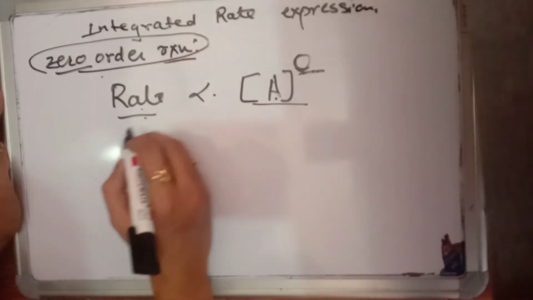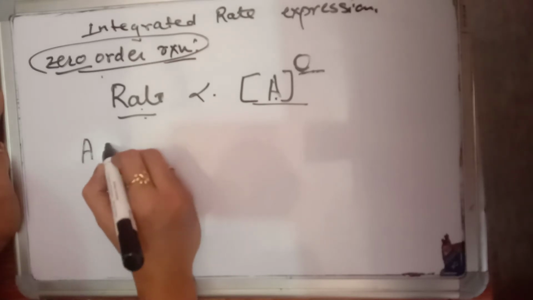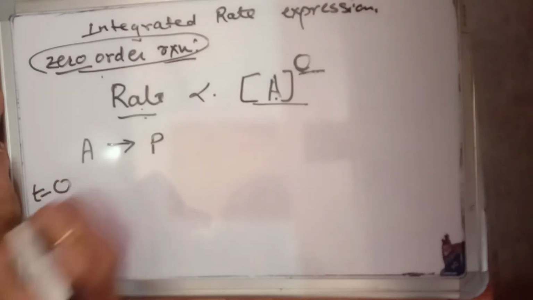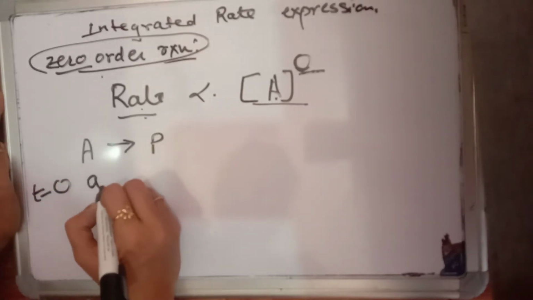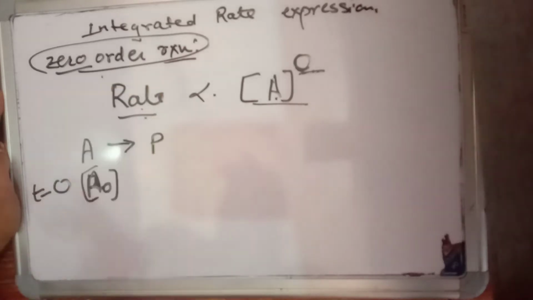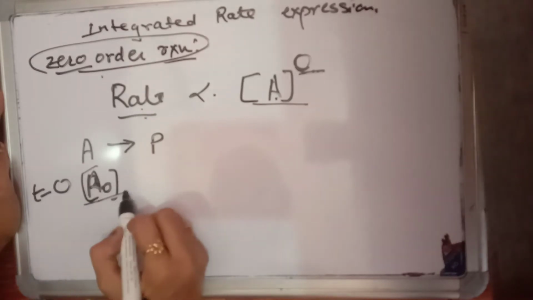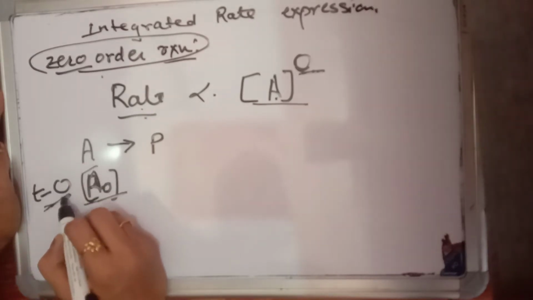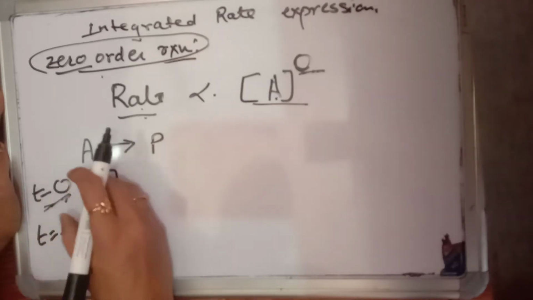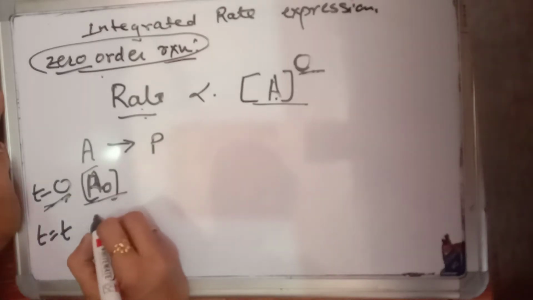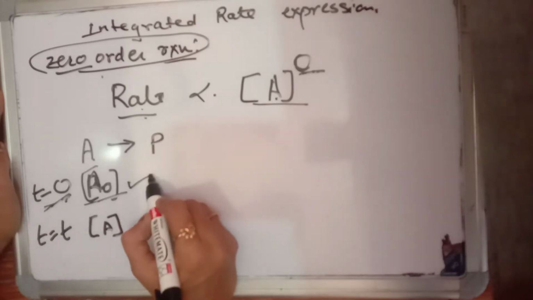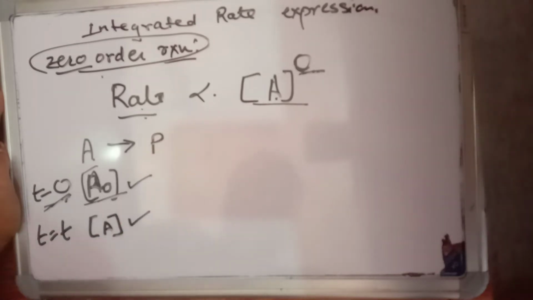Okay. So now consider a general reaction A to give P. Suppose initially at time 0 we are taking A naught amount of A. Means A naught is the initial concentration of A at time 0 when the reaction just starts. And after some time T, suppose some of A has been reacted to give products and the remaining concentration of A is capital A. A naught is the initial concentration at time 0 and A is the concentration at time T.